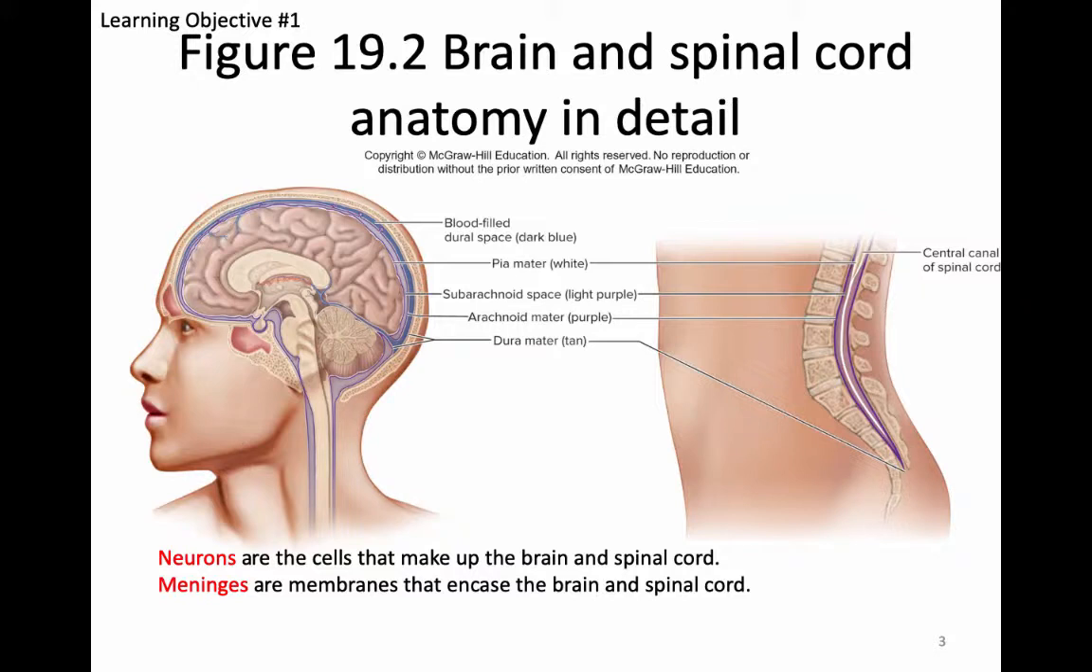The subarachnoid space is filled with cerebrospinal fluid, which is often abbreviated CSF. And the cerebrospinal fluid is important for two reasons. It provides nutrients to the central nervous system tissues, and it also provides a cushion to shield the delicate tissues of the brain and spinal cord.